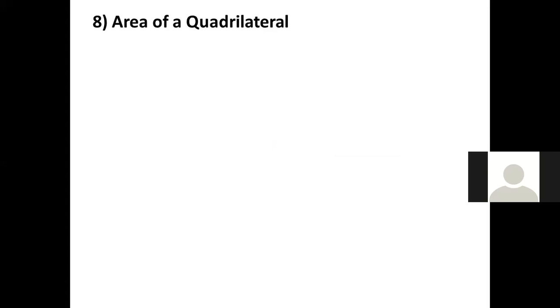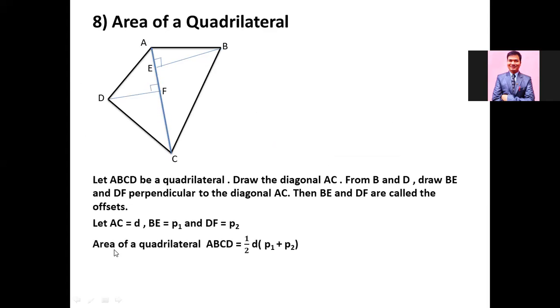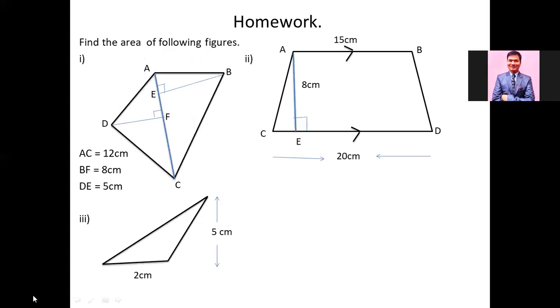Now, area of quadrilateral, look there. Quadrilateral means a plane figure bounded by 4 line segments, and there will be one diagonal and two perpendiculars given. In such case, we find the area of quadrilateral by using this formula: 1 by 2 into diagonal. Diagonal means AC here. You can take one perpendicular as P1 and the other as P2. DF, if you take as P1, BE will be P2. Okay, children?